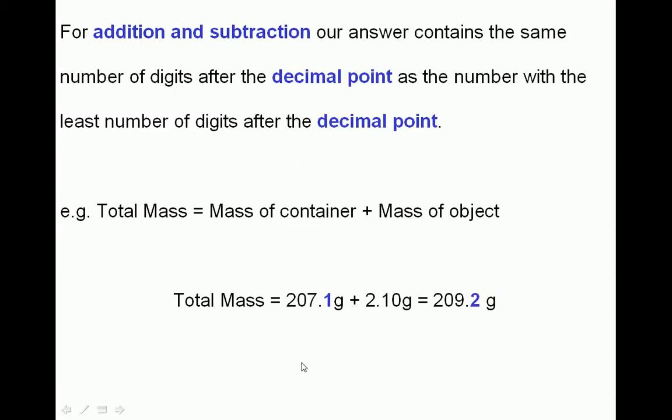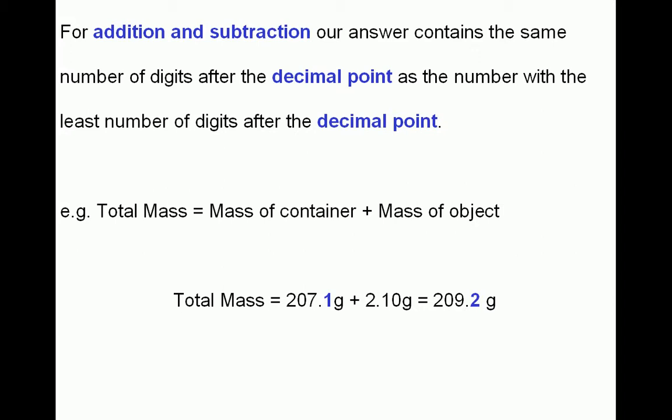For addition and subtraction, we use the number of digits that appear after the decimal point as our basis of determining how many significant figures should appear in our answer. And our rule states that the number that contains the least number of digits after the decimal point, that is the number of digits that we will have after the decimal point in our answer.